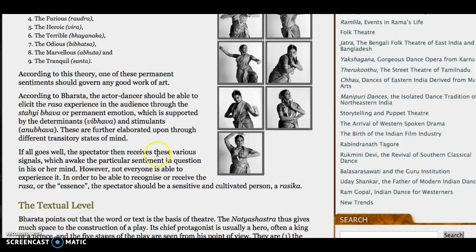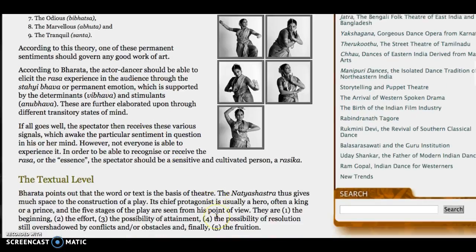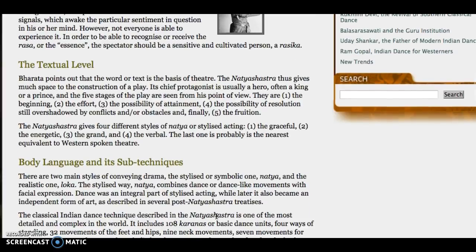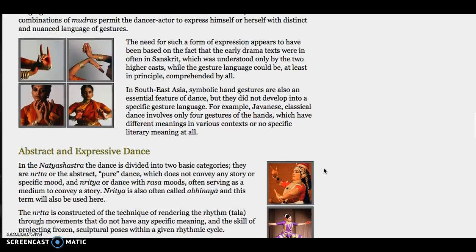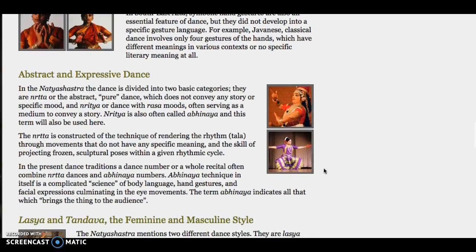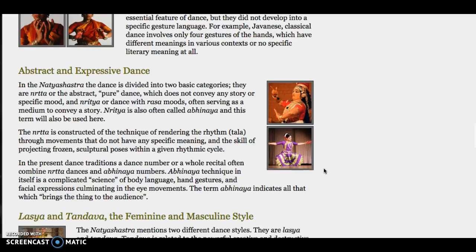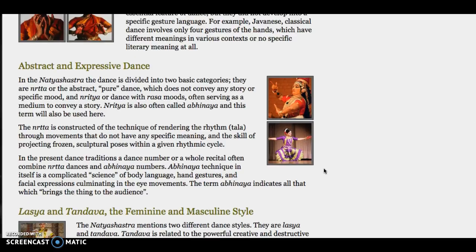So there's a great deal more information in the reading, which I'd like you to go over. In this same section, we see some of the gestural codes that were developed for dance, the mudras, which you should have a look at as well. Dance was divided in the Natyashastra between abstract, pure dance, which does not really convey a specific story, and the Nritta, which does convey an actual story.